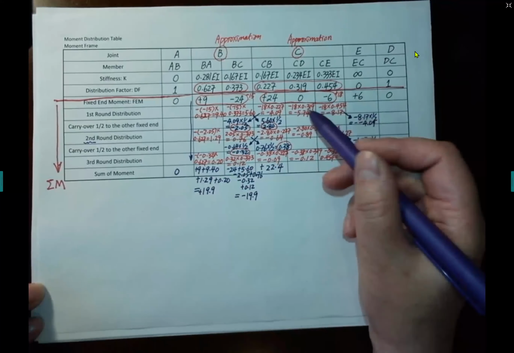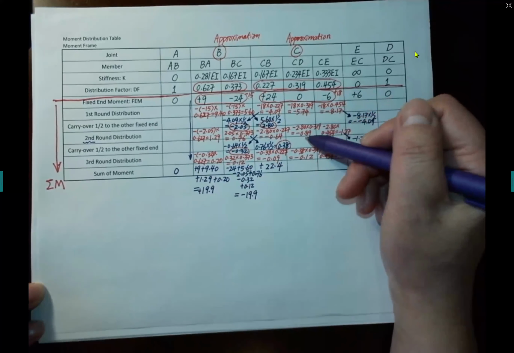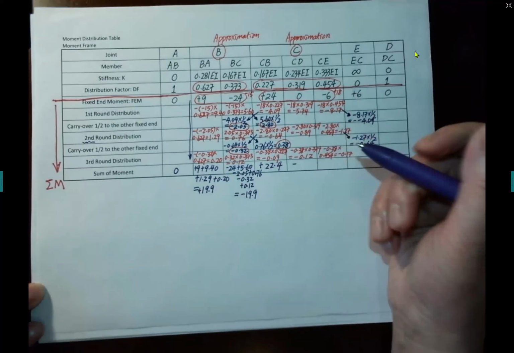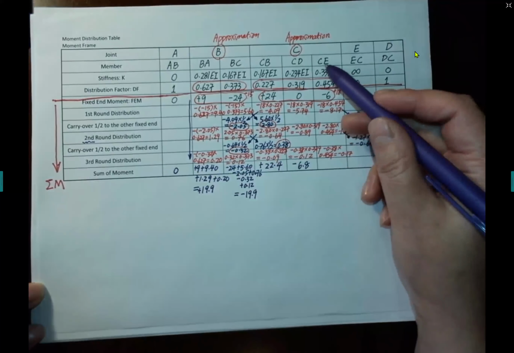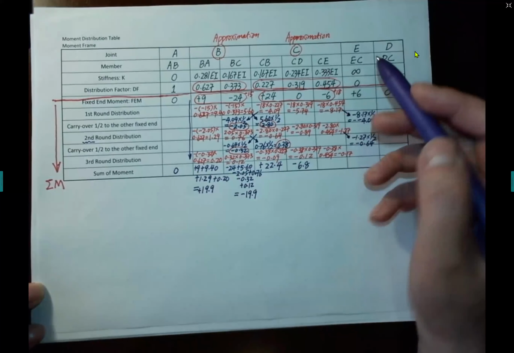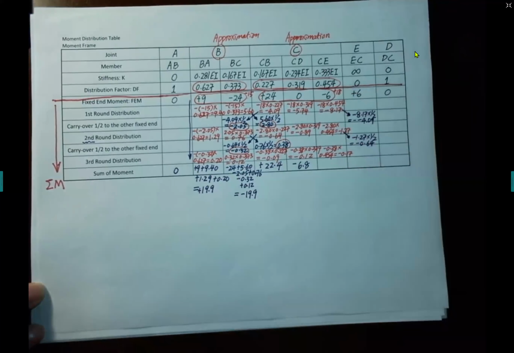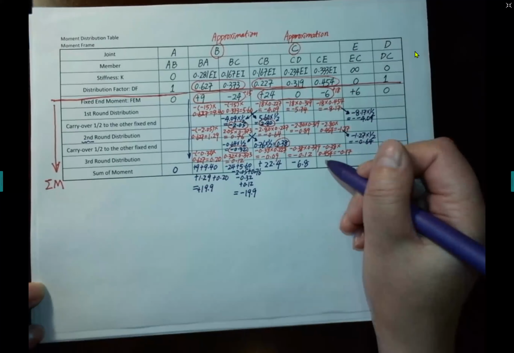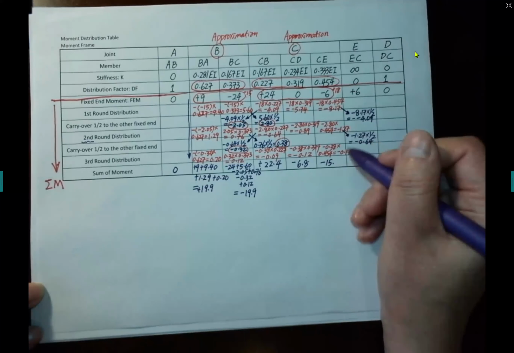Okay. And for CD, we calculate negative 5.74 minus 0.89 minus 0.12. So we get a total negative 6.8. CE, and we get negative 6 minus 8.17 minus 1.27 minus 0.17 and get a total equals to negative 15.6.